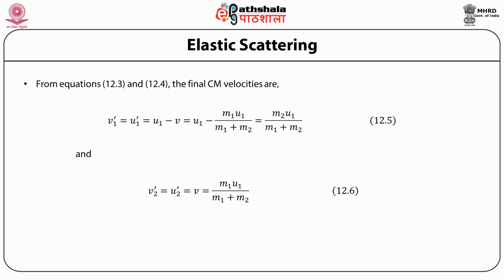So v1 prime is equal to u1 prime, which is equal to u1 minus v, which is equal to u1 minus the velocity of the center of mass, m1 u1 divided by m1 plus m2. Therefore, v1 prime is m2 u1 divided by m1 plus m2. Likewise, v2 prime is equal to m1 u1 divided by m1 plus m2.